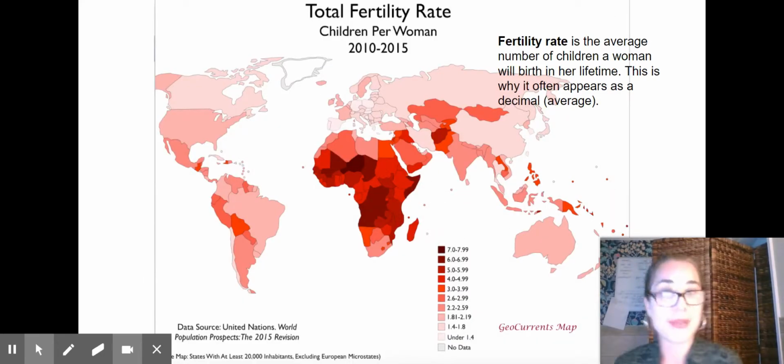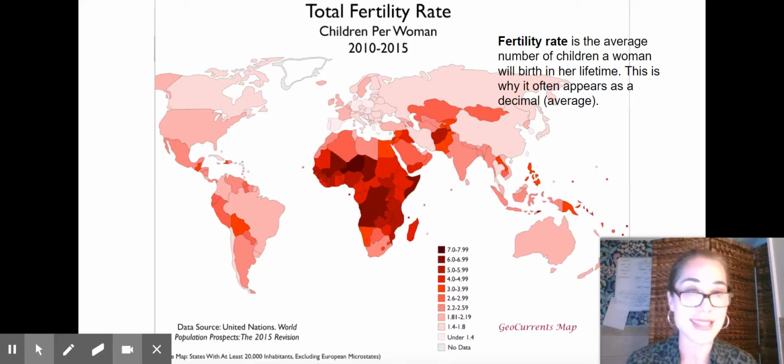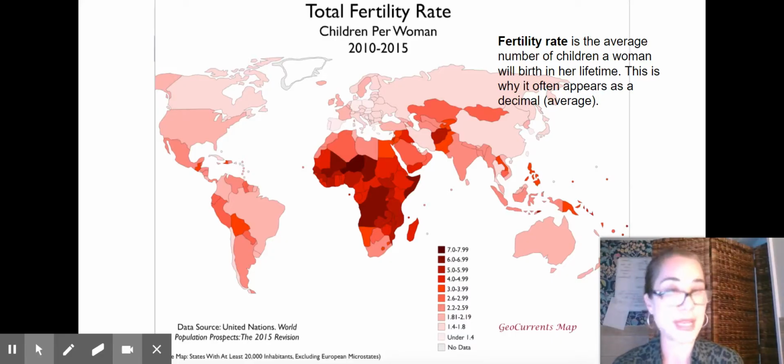So this map is how things have changed since the 1950s. It was created at the same time as the last map, but shows GIS data from 2010 to 2015. So here we see that worldwide fertility rate has gone down. Places with the highest GNI are also the places with the lowest fertility rates. Places with the lowest GNI are also the places with the highest fertility rate.